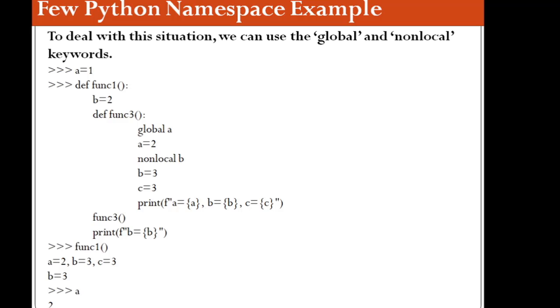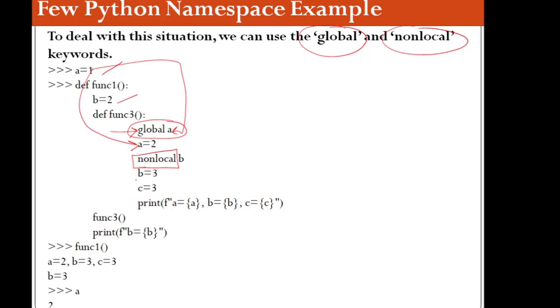So another example, to deal with this situation, we use the terms global and non-local, right? So one is global, another is non-local. So this is one example. And then this is local to B. Here now what you have done, you have global A. So here you are modifying this, accessing this, and now this has been replaced with 2. This is non-local, right? And b equal to 3, c equal to 3.